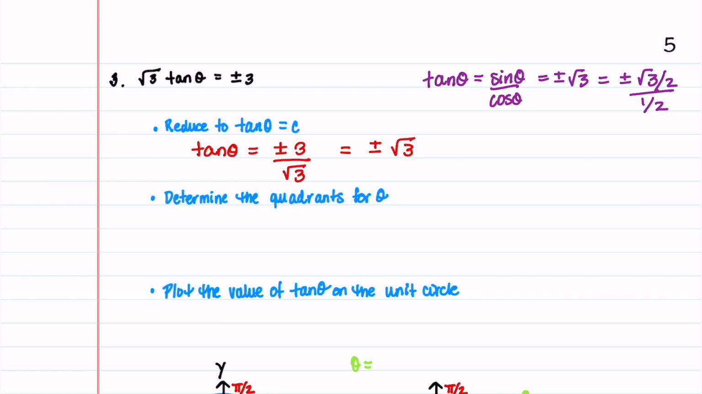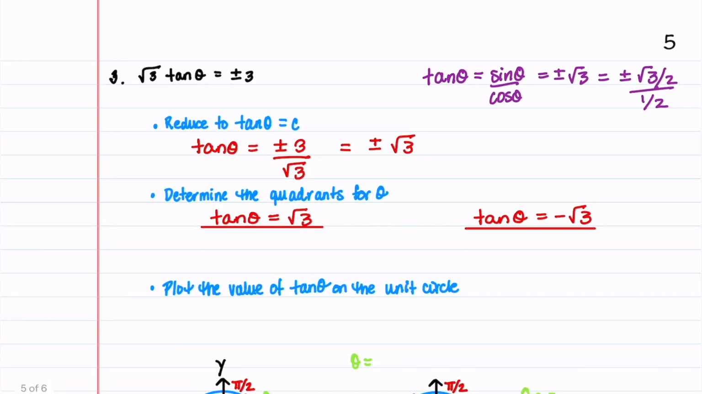To determine the quadrants for our solution theta, let's write down our positive equation and our negative equation. So our positive equation is tangent theta is equal to root 3, and our negative equation is tangent theta is minus root 3.